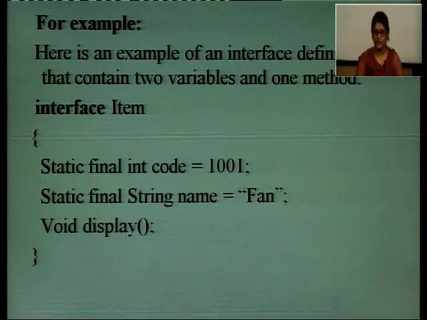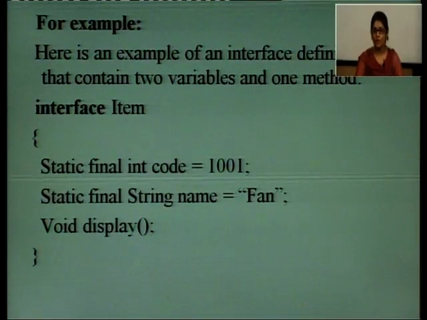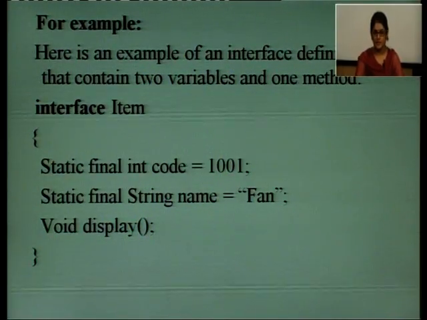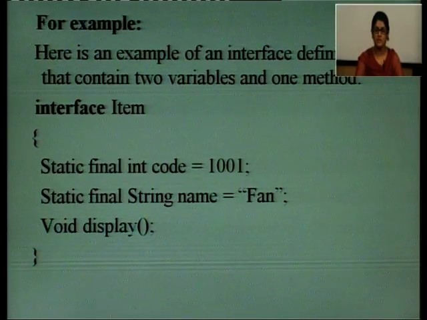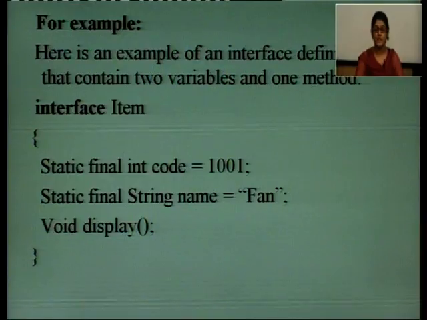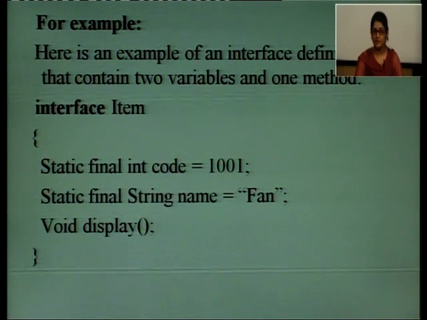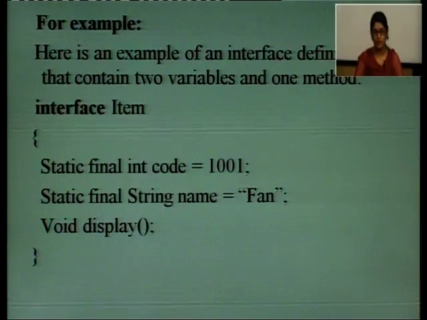Int is the data type of that variable, code is the name of that variable, and I have assigned the value 1001. Then after that another variable has been declared in the similar manner, static final string name. The type of the second variable is string. Then I have declared a method void display. After round brackets I have marked the semicolon that specifies that this method will not be defined, it will only be declared.